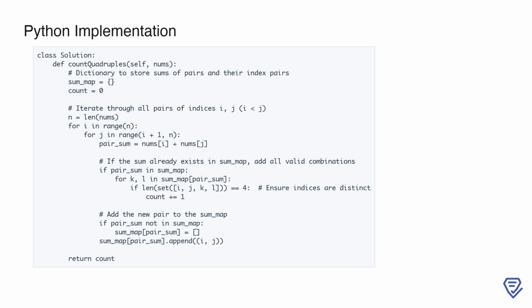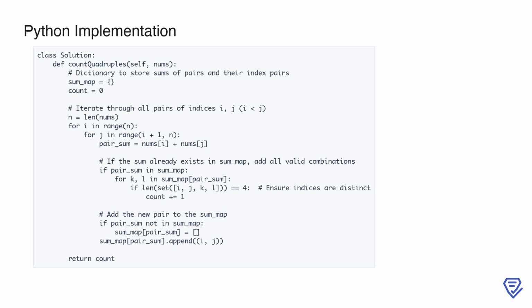This solution efficiently counts the quadruples, i, j, k, l, in the array nums such that nums[i] plus nums[j] equals nums[k] plus nums[l], and all indices are distinct. The key idea is to use a dictionary sum_map to store the sums of pairs of elements as keys and their corresponding index pairs, i, j, as values.